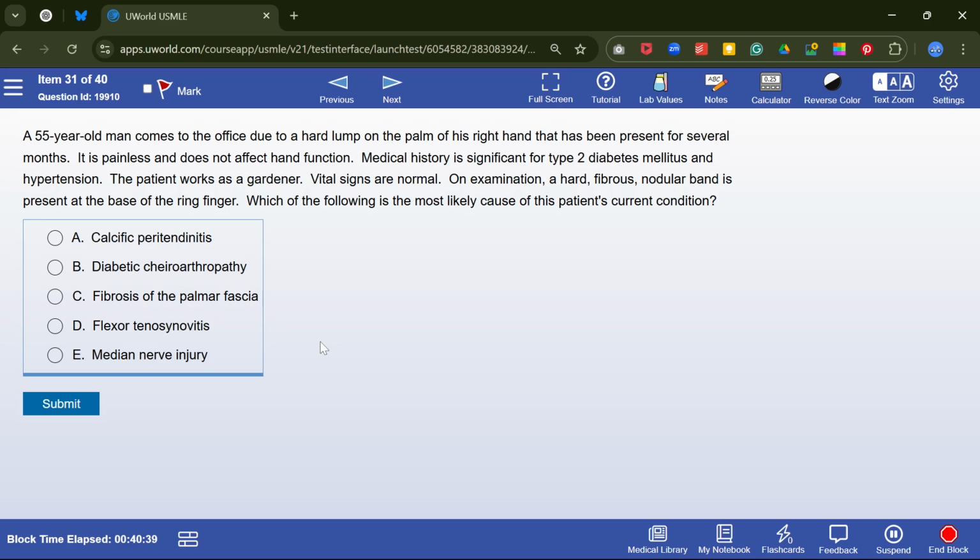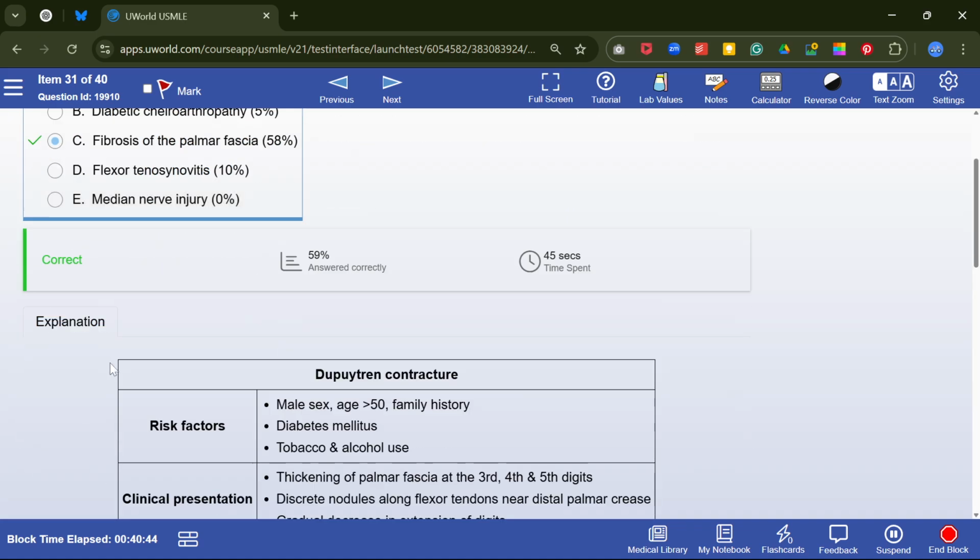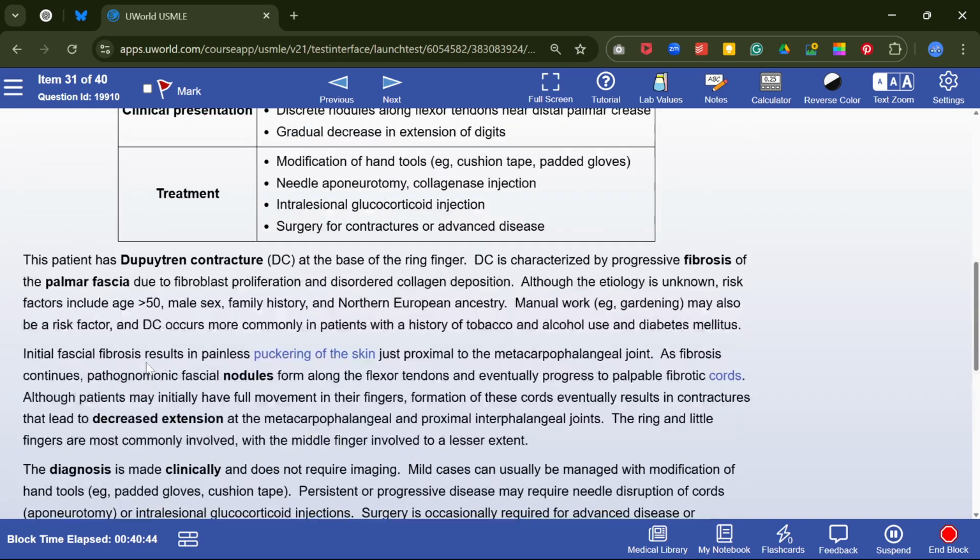So is it Dupuytren contracture? Okay, this patient has Dupuytren contracture at the base of the ring finger.